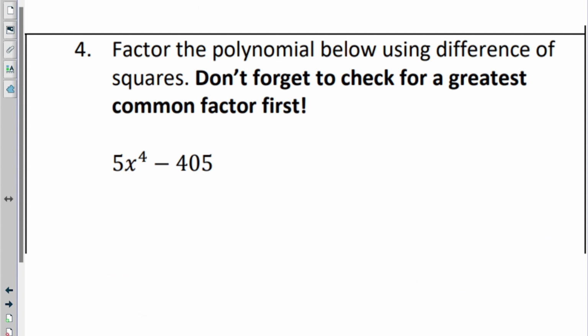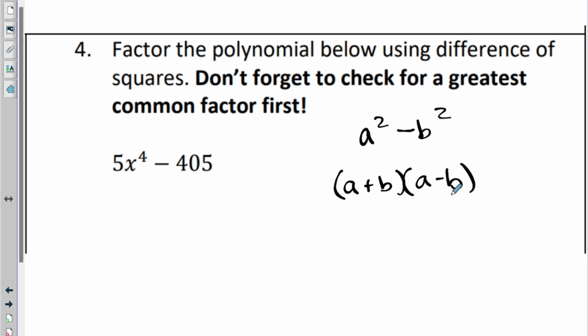Let's move on. Number 4. Factor polynomials using difference of squares. Difference of squares is cool because it's another shortcut, kind of like perfect square trinomial. And it goes like this. If I have a squared plus b squared, I actually talked about this in the first problem. Sorry, a squared minus b squared, because it has to be difference of squares. Then I know that this has got to be a plus b times a minus b. All right? A plus b times a minus b.